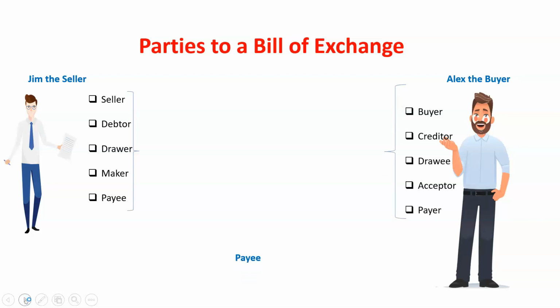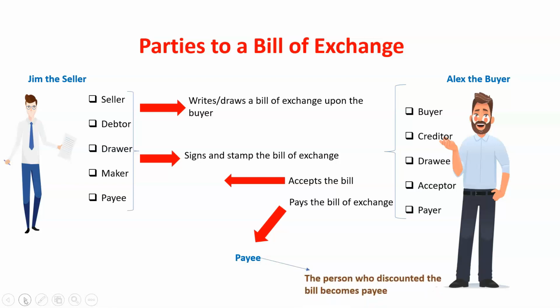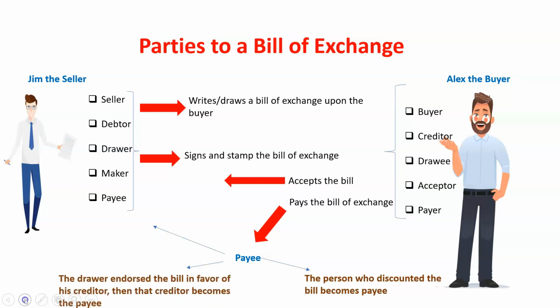Now, what does a seller do? He writes or draws a bill of exchange upon the buyer. He then signs and stamps it. The buyer, on the other hand, accepts the bill of exchange and makes a payment on the due or agreed date. Who does the buyer pay to? He pays to the payee, who can be the person who discounted the bill, or if the drawer endorsed the bill in favor of his creditor, then that creditor becomes the payee. However, normally it's the drawer who is the payee.